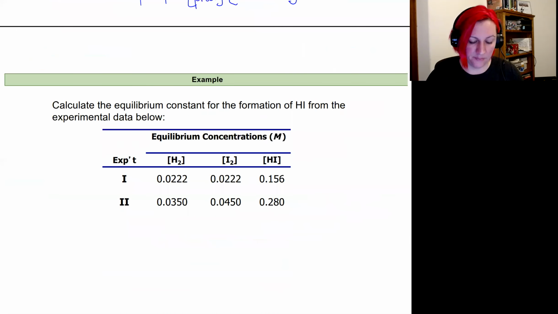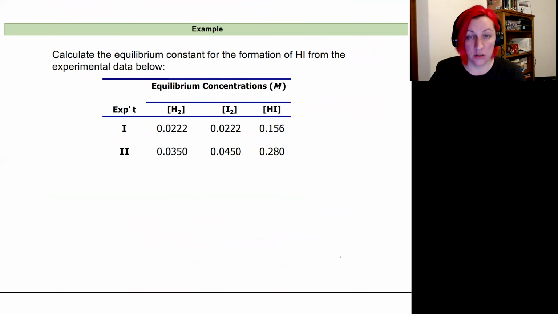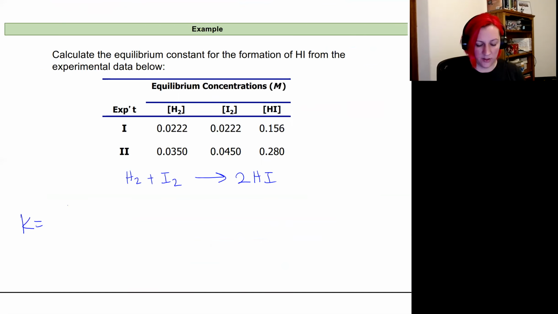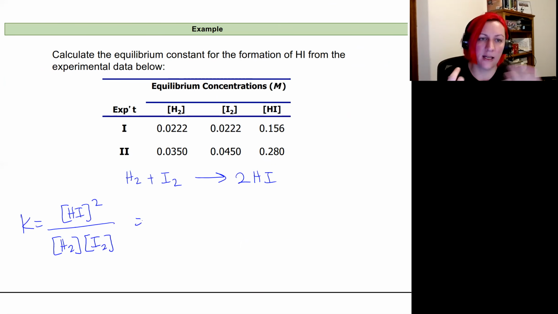Let's look at an example, and then you can try one, and I'll show you the solutions. So here is some equilibrium information about hydroiodic acid. So we're forming hydroiodic acid. If you remember, we're combining hydrogen and iodine, and we're forming 2HI. And so our K expression is equal to HI squared divided by H2 times I2. And so I'm going to put some of this data in and see what I actually get. And I have 2 experiments at different concentrations. So let's see what they produce here.